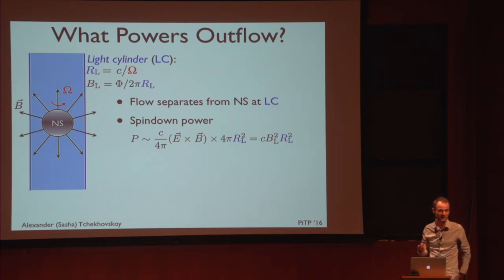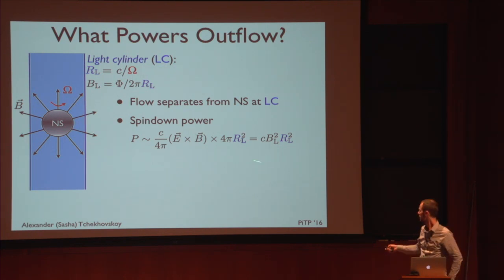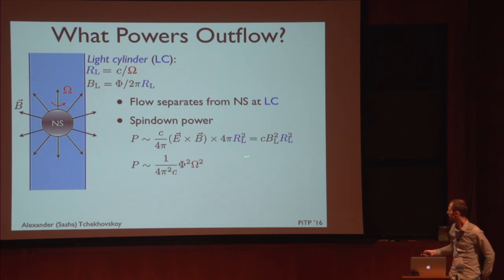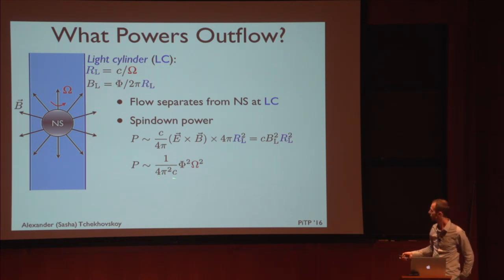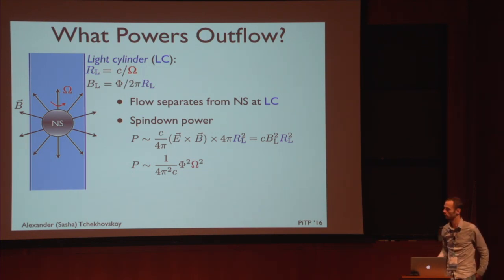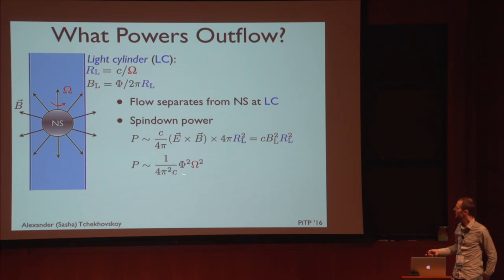It's a characteristic magnetic energy density at the light cylinder, B squared at the light cylinder, times a characteristic length scale, times the speed at which everything is flying out, which is the speed of light. And then if we plug in the magnetic field in terms of the magnetic flux, we are going to get the expression for the power. And what we see is that, not surprisingly, the power is some numerical prefactor, which is important if you want to quantitatively estimate what the power output of a black hole is, times the square of the magnetic flux, times the square of the rotation.